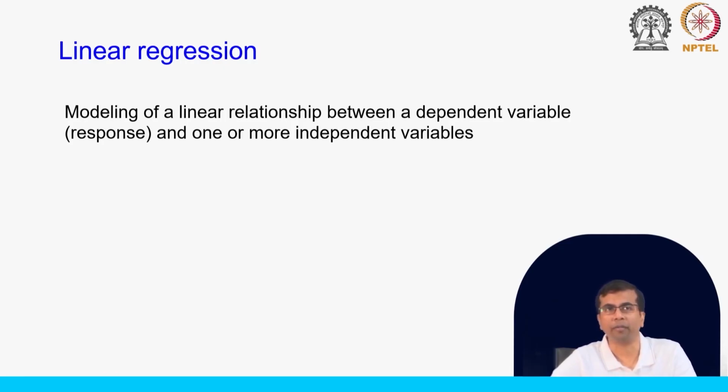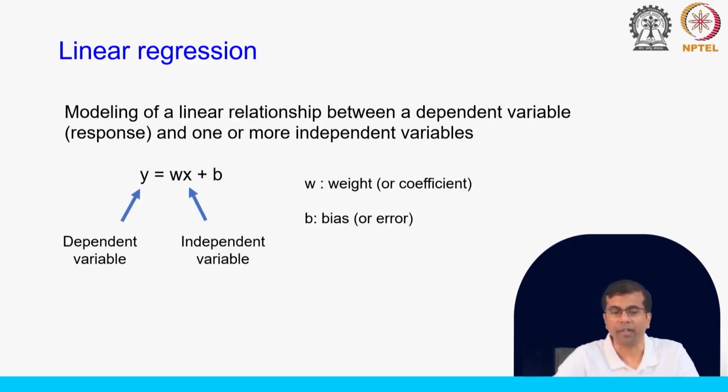The dependent variable is sometimes also called the response variable, and we have one or more independent variables, which we sometimes call features. The idea is to predict the response from the features, so connect the response to the feature variables. This usually takes the form y equals wx plus b, very similar to what we have learned probably in school, y equals mx plus c. That is the same form.